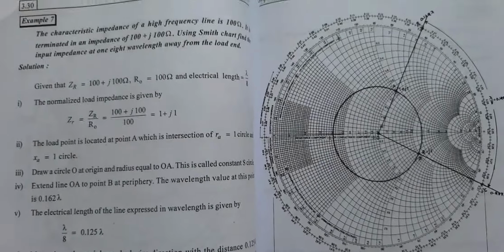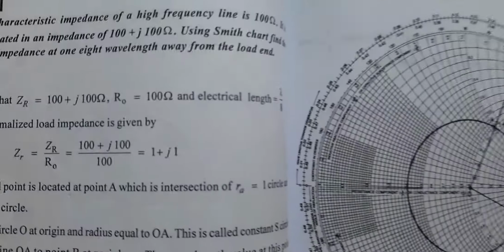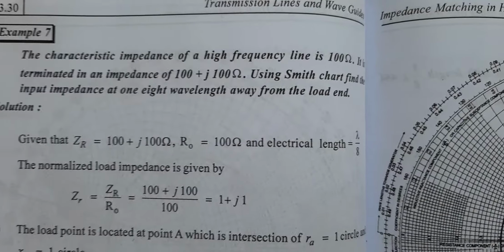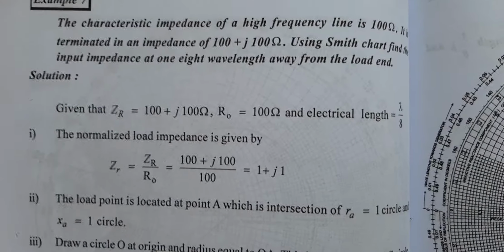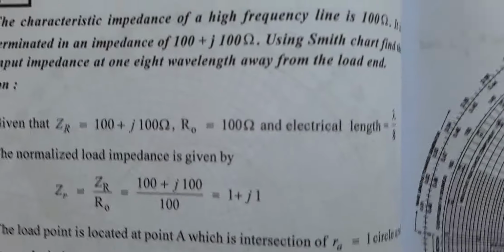So the next Smith chart problem is to find the input impedance. Okay, so see the question. The characteristic impedance of a high frequency line is 100 ohm. It's terminated by an impedance of 100 plus j100 ohm. Using Smith chart, find the input impedance at 1/8 wavelength away from the load.